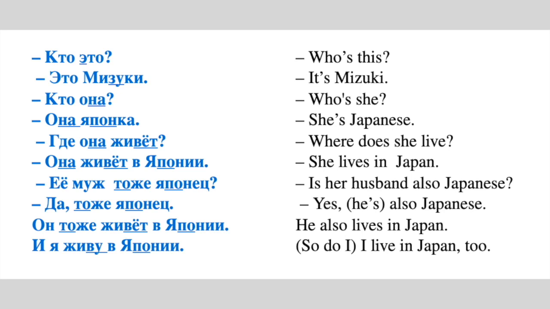Who is this? This is Mizuki. Who is she? She is Japanese. Where does she live? She lives in Japan. Is her husband also Japanese? Yes, he's also Japanese. He also lives in Japan. So do I. I live in Japan too.